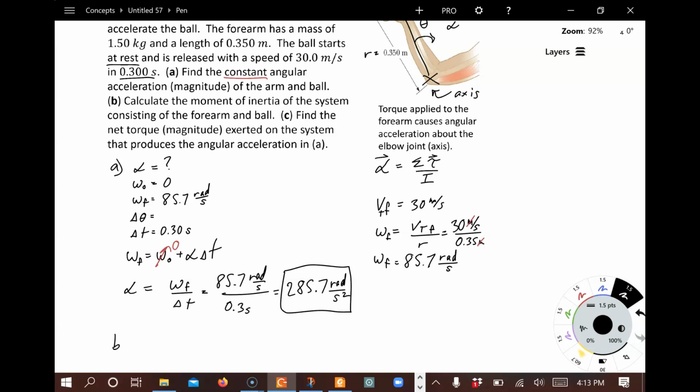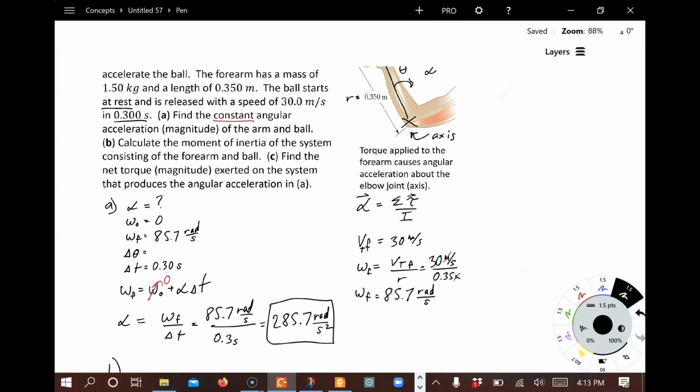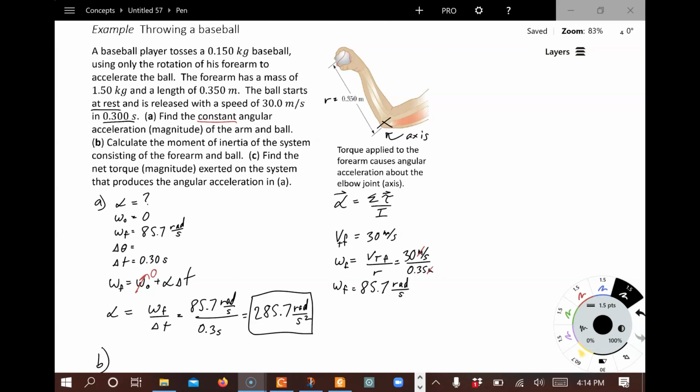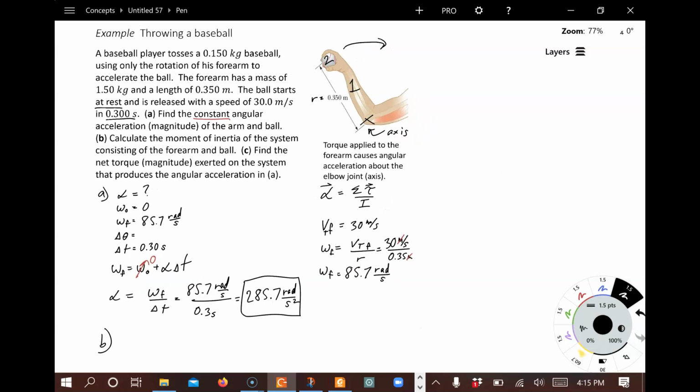Let's look at part B now. Calculate the moment of inertia of the system consisting of the forearm and ball. All right, so I've cleaned up the picture a little bit. We see the axis of rotation at the elbow, and it can rotate in this direction. And we've actually got 2 objects here. We've got the forearm and we've got the ball. And so to calculate the moment of inertia, I, we're going to have to add together the contribution for the forearm and the contribution for the ball.